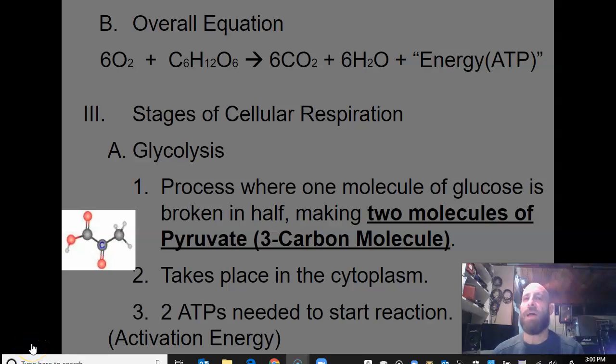So we're going to start talking about how the cell actually makes energy. Up to this point, we've talked about the idea of photosynthesis, which is how plants create their sugar, right? Because they can't go get it. Animals don't have to do that because we can go get our sugar. So once we have our sugar, oh, now what? How do we make actual energy out of it?